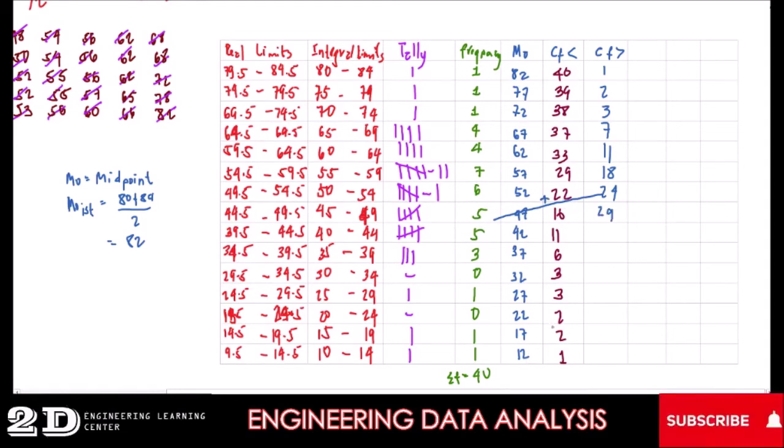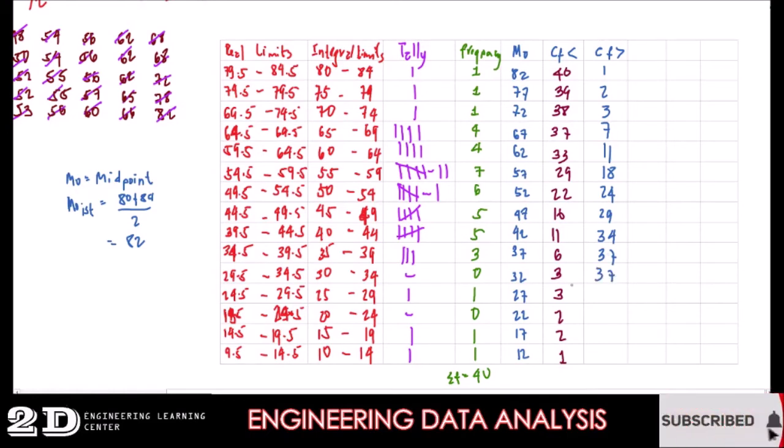Now just go back to CF less than, so that will be the line plus, then this will be your answer. Just erase that one first so that our table will be neat. 18 plus 6 is 24. 24 plus 5 is 29. 29 plus 5 is 34. 34 plus 3 is 37. 37 plus 0 is 37. 37 plus 1 is 38. 38 plus 0 is 38 again. 38 plus 1 is 39. And 39 plus 1 is 40. Okay.